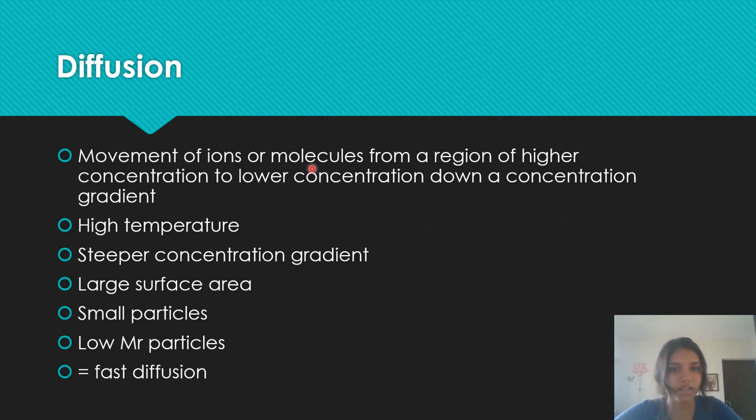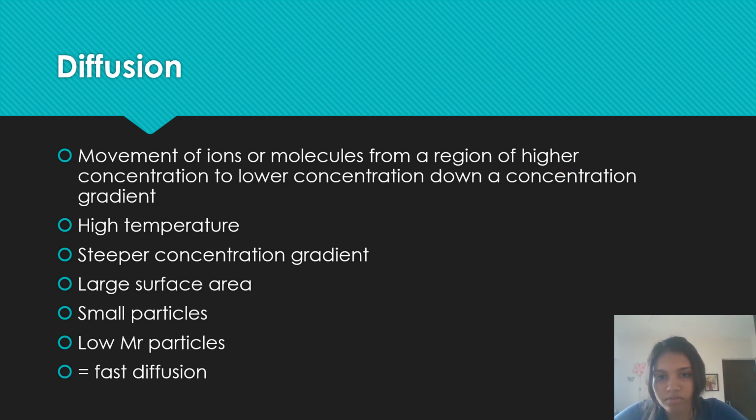Diffusion is movement of ions or molecules from a region of higher concentration to lower concentration down a concentration gradient. I have a chapter for this. It's chapter 3 of IG Bio. I really recommend you watch the diffusion part because it's written in much more detail and it's explained well. So basically, diffusion only involves ions and molecules, not water. Water moves by osmosis. That's a different process, which you don't have in chem.